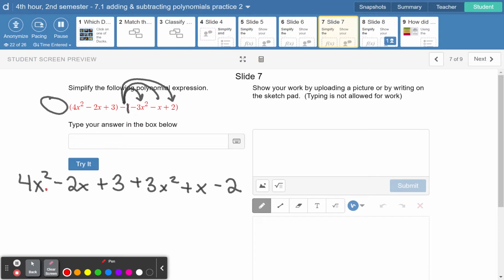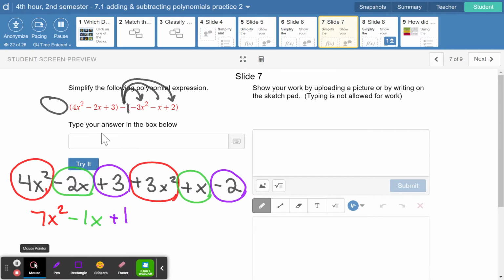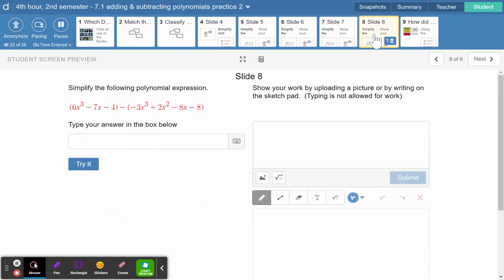And then you go and combine like terms. 4x squared plus 3x squared gives you 7x squared. Then the next biggest, negative 2x plus x gives you minus 1x, or you could just write x. And then 3 minus 2 gives you a positive 1. Now, if you don't want to write that negative 1, you don't have to. It could just be a negative x. Either way would be fine. Check your answer. And then we can move on to slide number 8.